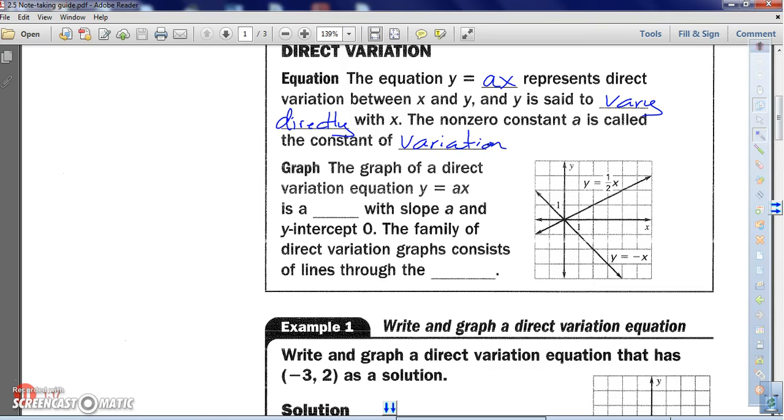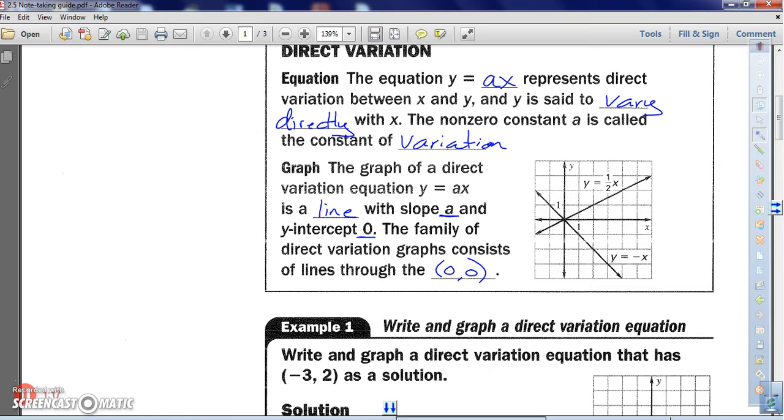When we graph a direct variation, it is always a line. And again, the slope is the a, and the y-intercept is always 0. So it has to go through the origin. So it's the family of lines that goes through the point 0, 0. Those are direct variation graphs.